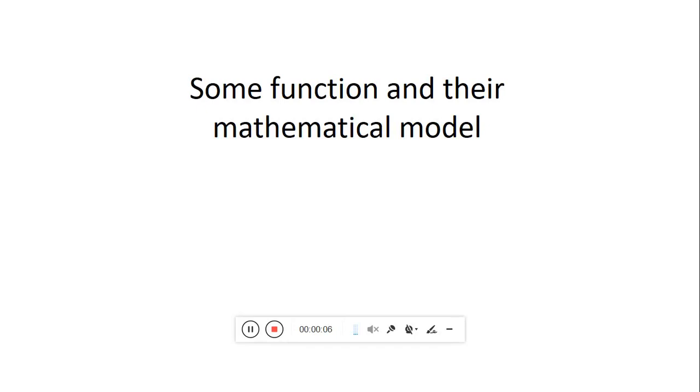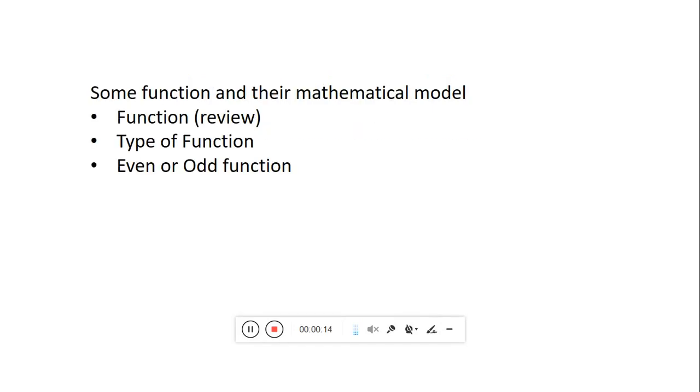I am here to teach you about mathematics. Today our topic is functions and their mathematical models. In this topic we will discuss functions and their types, and odd and even functions. We discussed functions in the previous lecture, so this is only a review about functions.